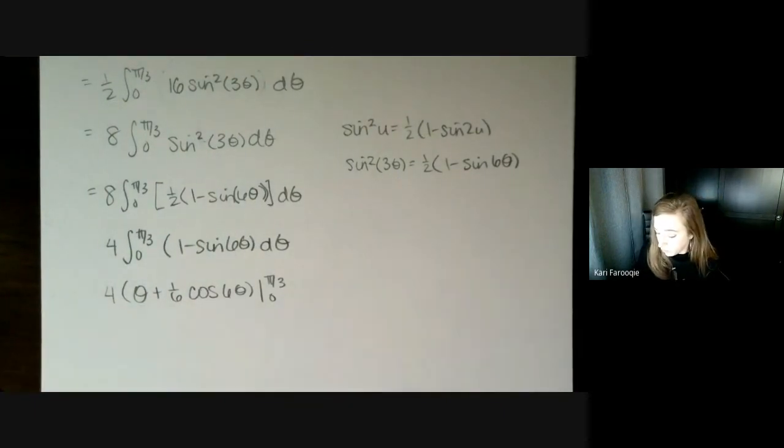If you want to multiply your 4 in, feel free. I'm just going to leave mine out. Before I proceed, are there any questions?